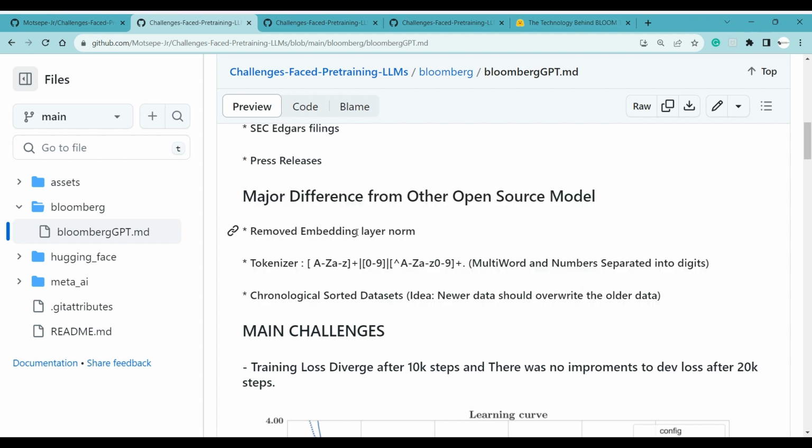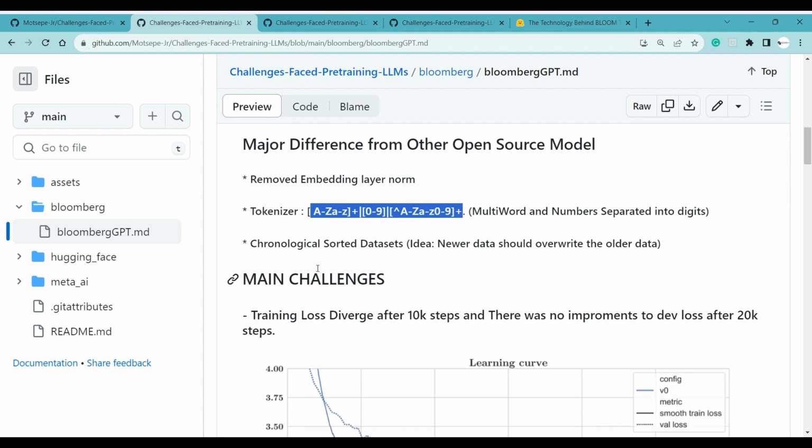So what they did was to remove the embedding layer, and they use a different tokenizer, in which their goal was to be able to tokenize multi-word expressions as well as separate numbers into single digits. So I just included this regex that they used.